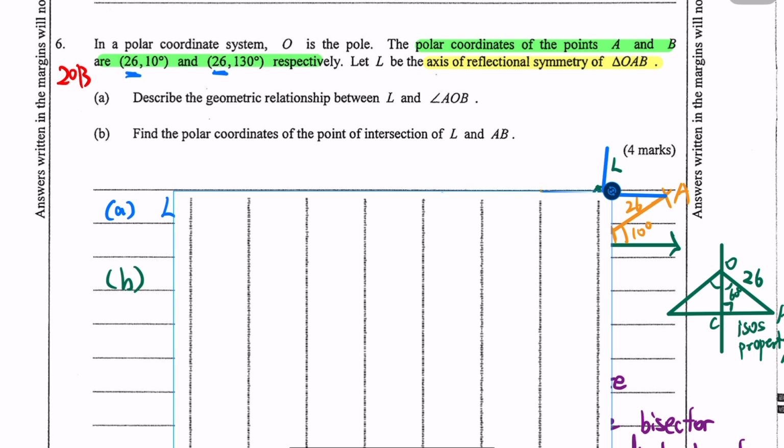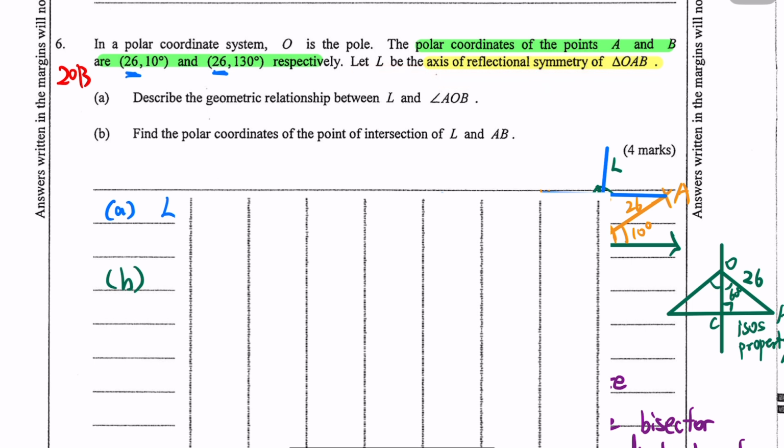So let's start from the 201 Swiss paper. O is the pole, and the polar coordinates of A and B are provided to you. So be very sensitive to the length. The length here is the same. It means that they have the possibility to form an isosceles triangle. When they have the same length and you connect the two points and the origin, they can form an isosceles triangle. Let L be the reflectional symmetry of triangle OAB.